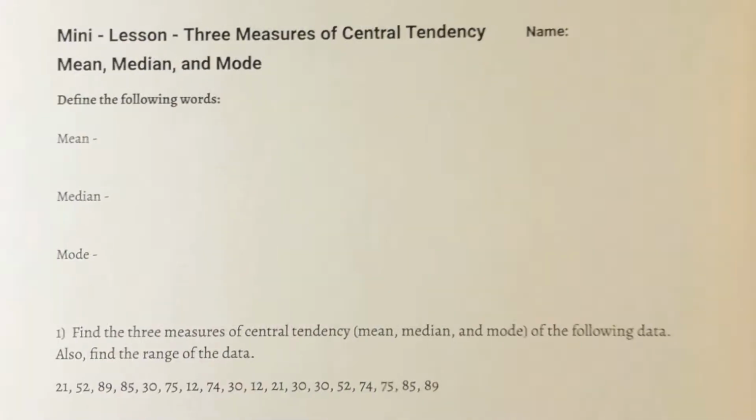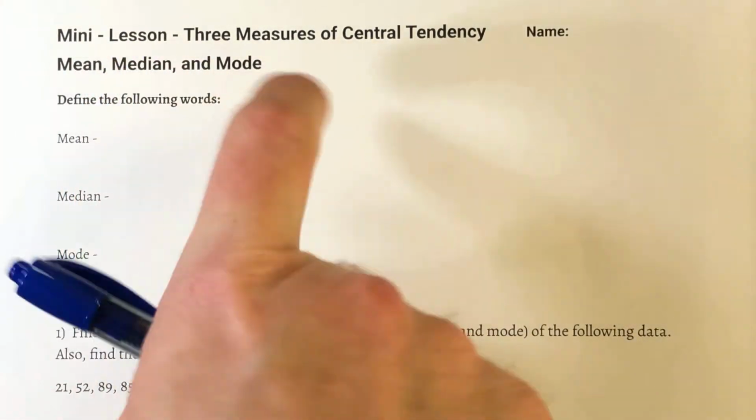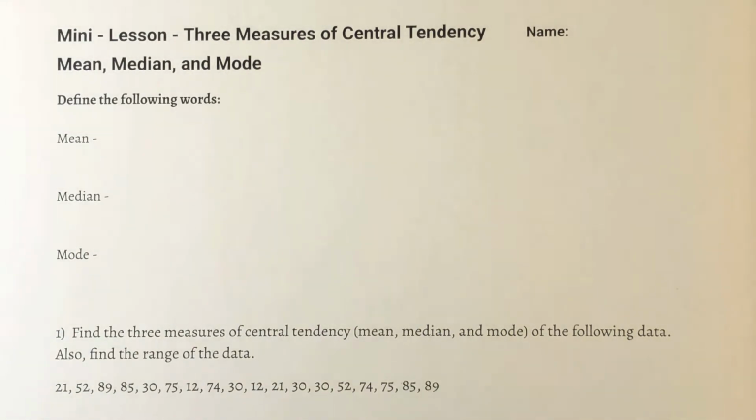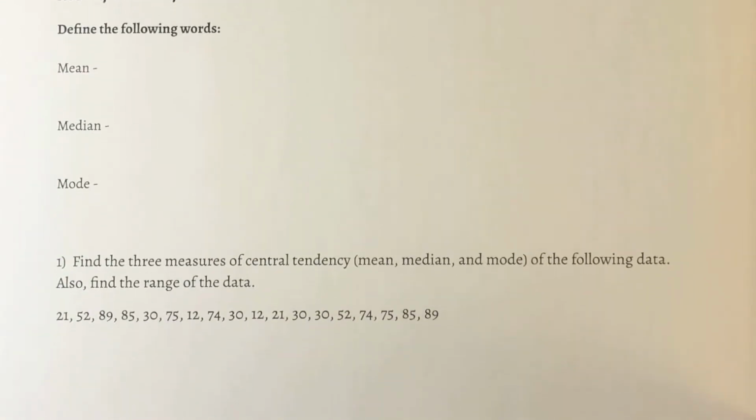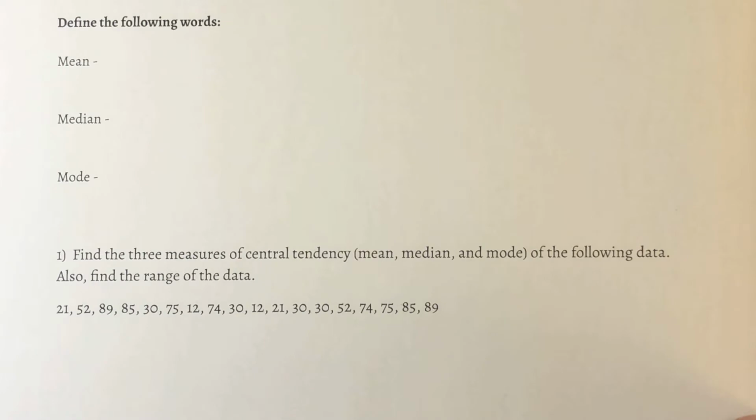So today we're going over the 3 measures of central tendency: mean, median, and mode. This is a mini lesson, meaning it's not the typical detailed lesson over mean, median, and mode. You can find specific videos for those on my YouTube channel that go much more in depth. All right, we're going to define mean, median, and mode.